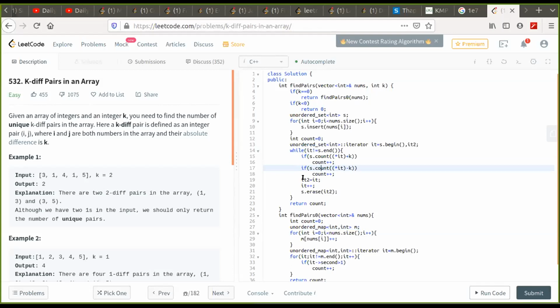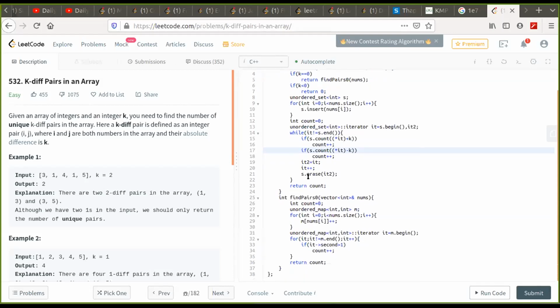After that, I've taken a temporary iterator so I can remove the 3 from the set, so that it doesn't create ambiguity when I'm on 1 or 5 later on. In this way I have solved it. For the other case, when k was 0, I used a map, and after inserting all the elements I checked if there is any element whose frequency is greater than 1. In that case I increased my counter by 1 and returned that.